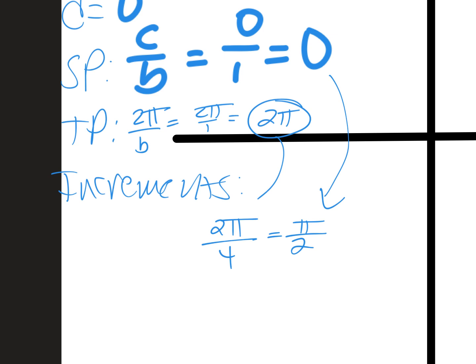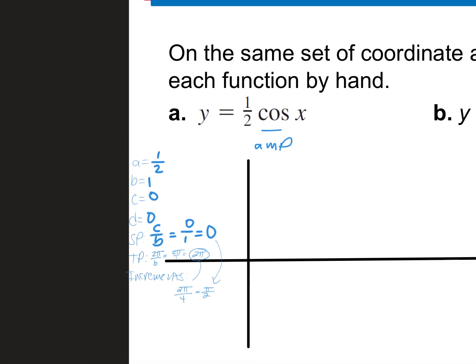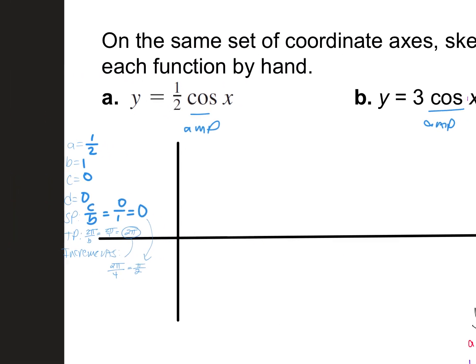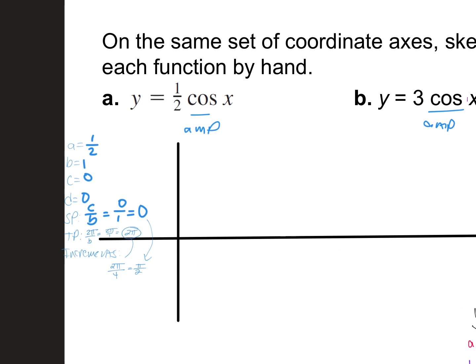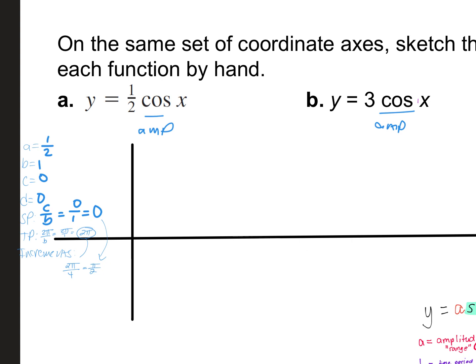So what am I adding to my starting point and everything beyond it? Pi over 2. Now, guys, do you notice that your A, B, C, D, starting point, and time period are the exact same for your B graph? Right? There's nothing being added or subtracted at the end. So I'm not going to go through the whole thing again with you. But we're going to plot both of these curves so you can see them.